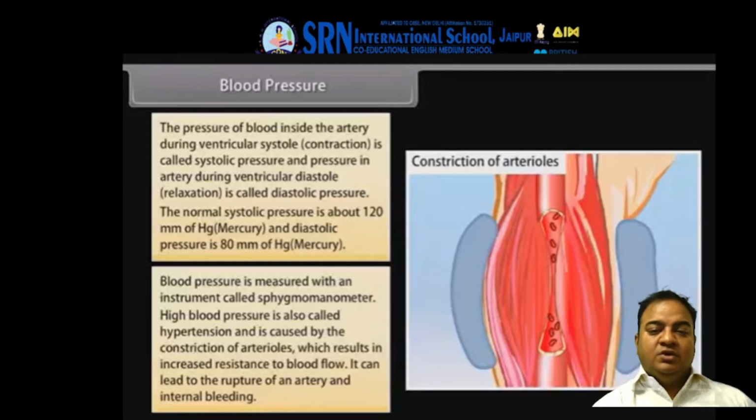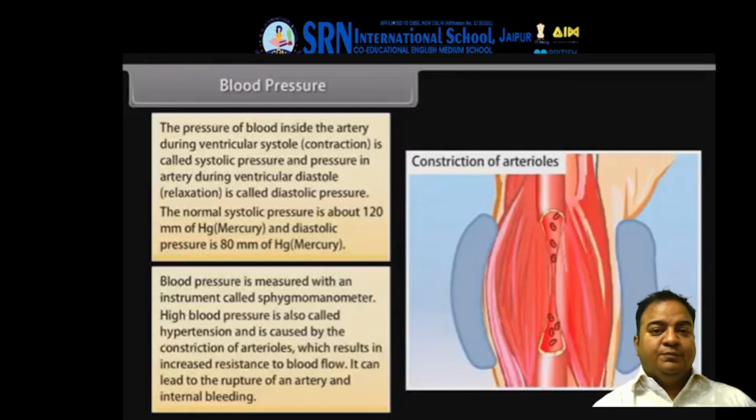The normal systolic pressure is about 120 mm of Hg and the diastolic pressure is 80 mm of Hg. But due to age or due to any kind of mental pressure or exertion, the pressure can go high or low depending upon the condition. The blood pressure is measured with an instrument called a sphygmomanometer. High blood pressure is also called hypertension and is caused by constriction of the arterioles.